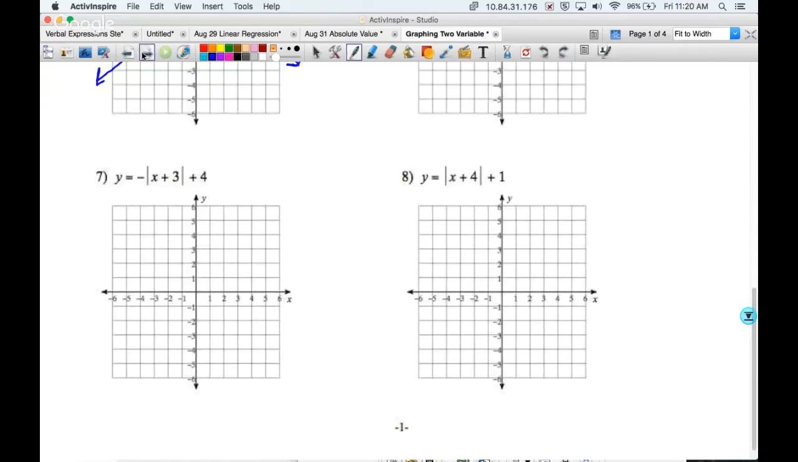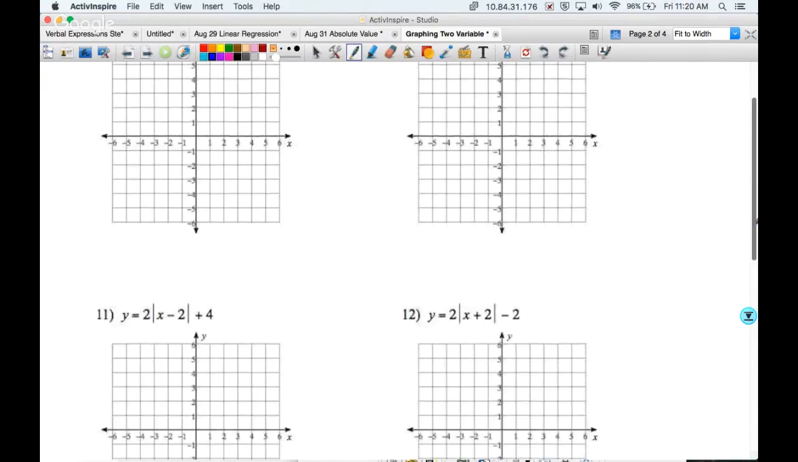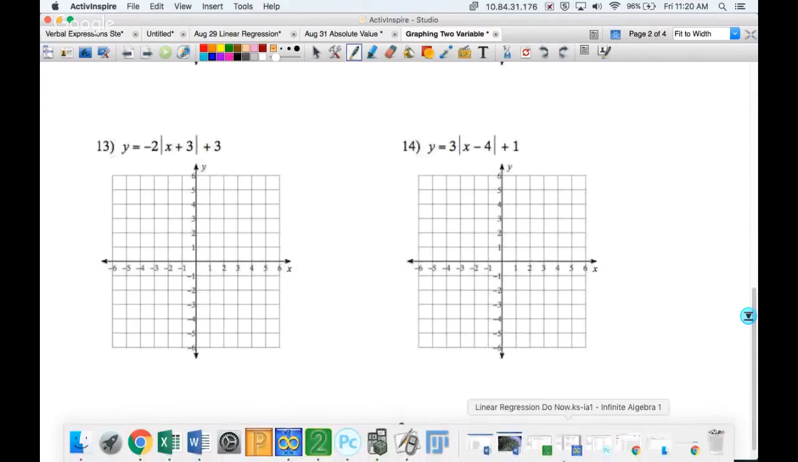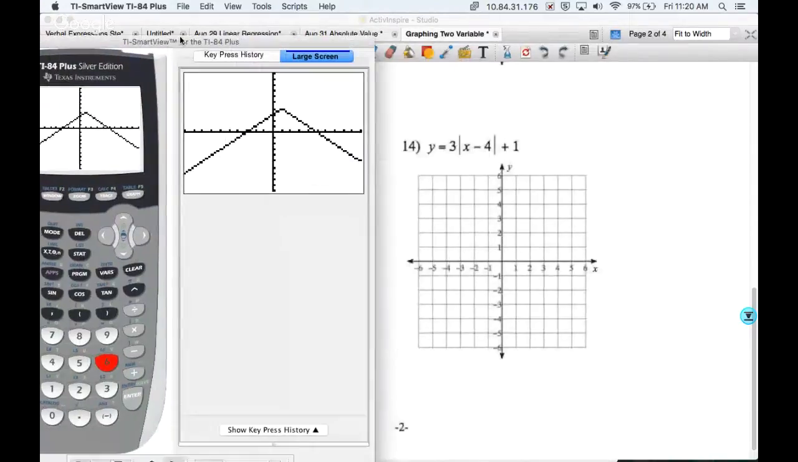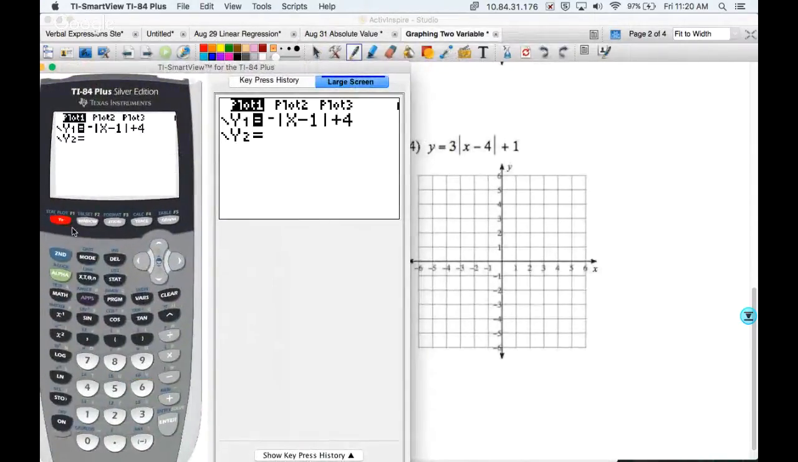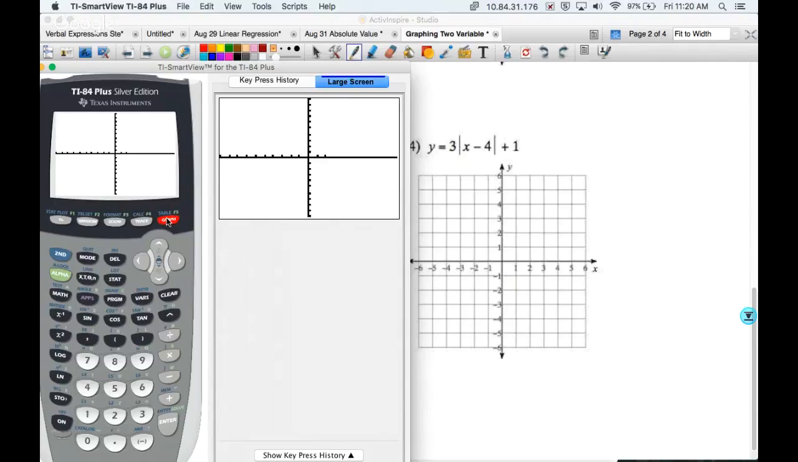All right, let's try one of the ones on the back side. Maybe number 14. This will be our last problem. Number 14, I want the equation 3 times the absolute value of x minus 4. So I do 3 times math, number, absolute value, x minus 4. Scroll over, add in a +1. And let's take a look at that graph. Much narrower. Again, just a sketch is fine.